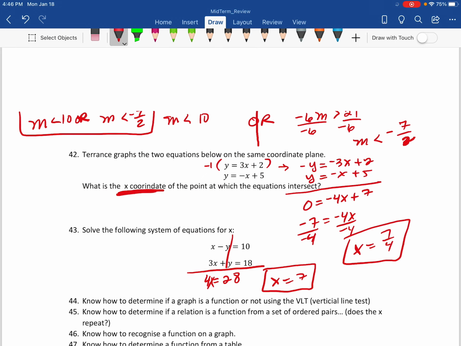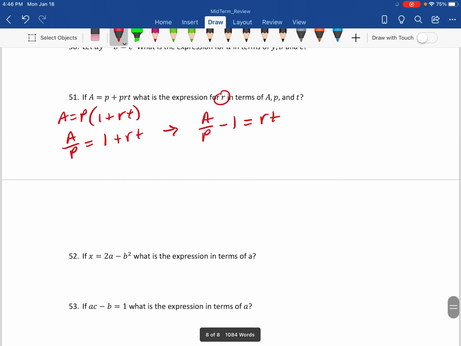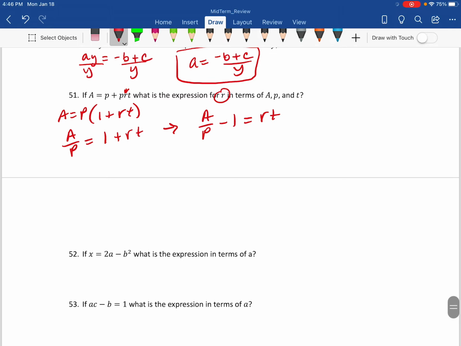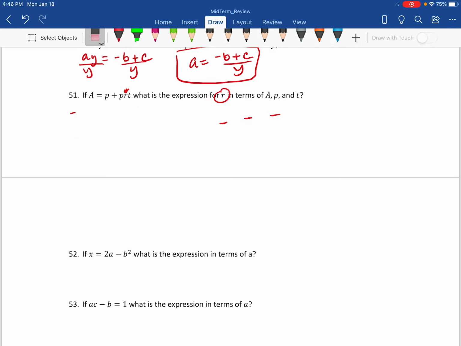But I think in this case, because we're going with the r, it's going to make it more messy. So the easiest way, in my opinion, is just to get rid of the p, the constant, treat this as a constant. So say a minus p is equal to prt. Now divide by p. So then this is going to become a. There shouldn't be a negative there. This is going to become a over p.